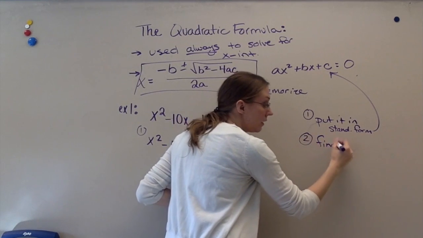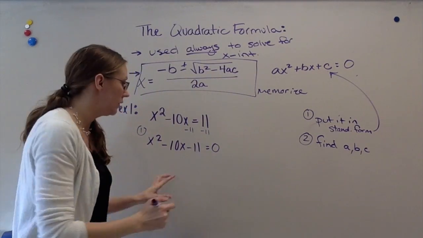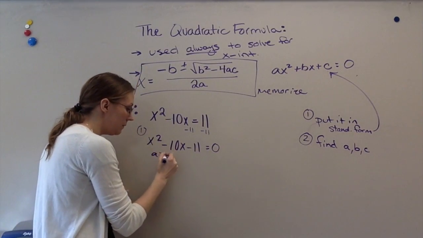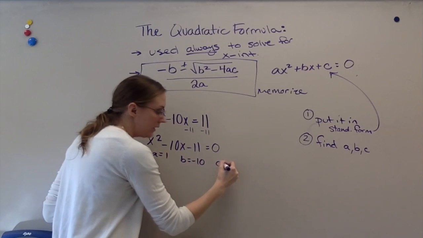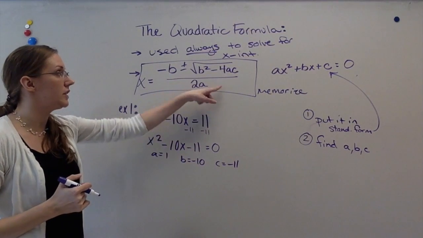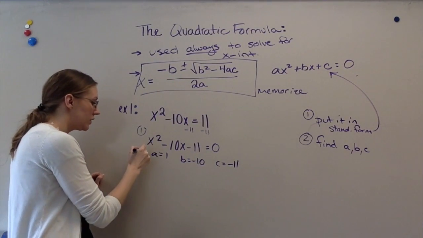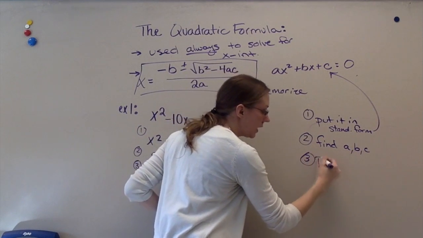So, I'm going to outline what my a, b, and c are that I'm going to use. So my a here obviously is 1, my b obviously is negative 10, and my c is negative 11. All I'm going to do now is plug those into this equation, okay? So this is my step 2. My step 3 is going to be to plug it in.